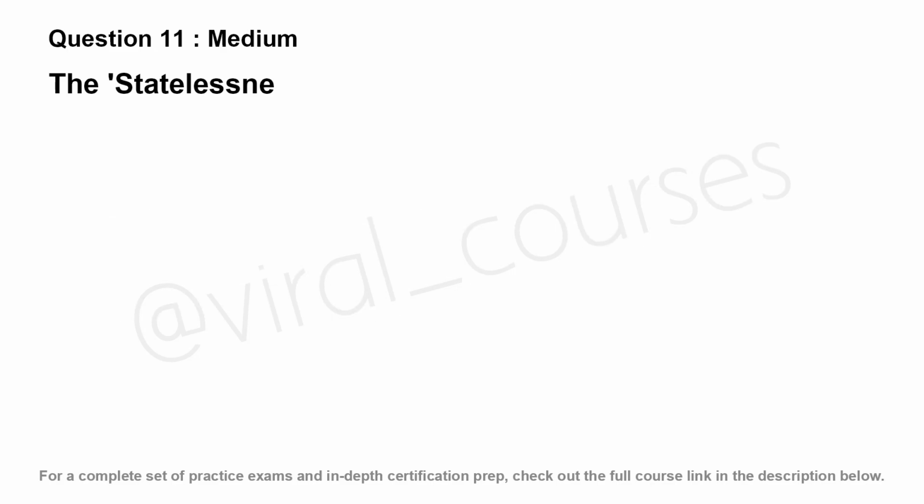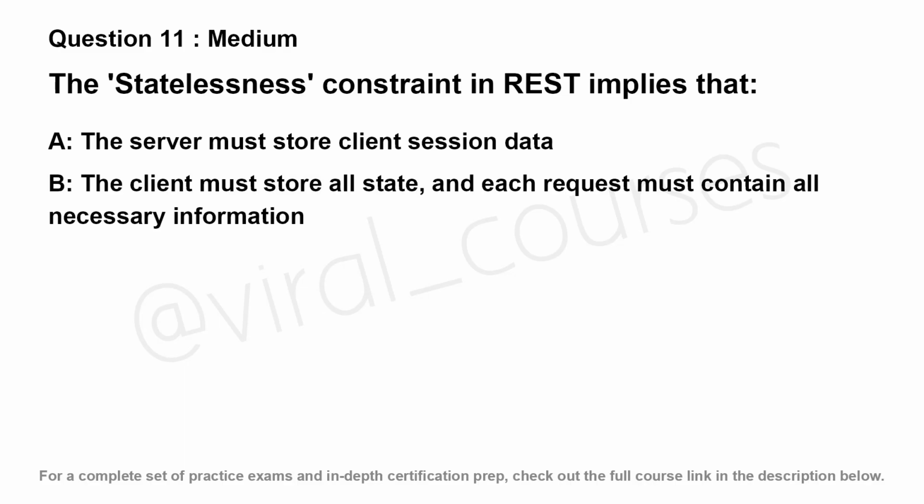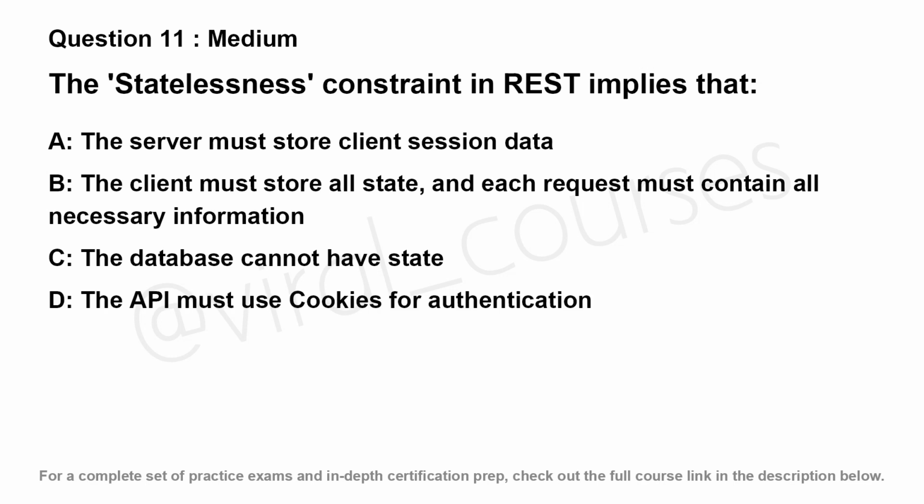The statelessness constraint in REST implies that: Option A, the server must store client session data. Option B, the client must store all state, and each request must contain all necessary information. Option C, the database cannot have state. Option D, the API must use cookies for authentication.